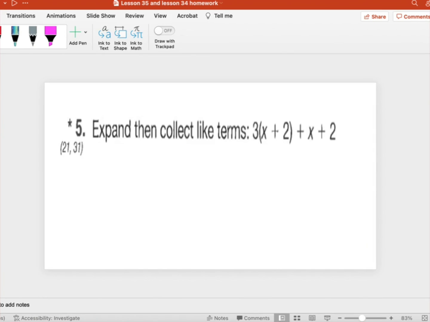Okay. Now expand and then collect like terms. So expand means we're going to multiply the 3 times the x and the 3 times the 2. So we're going to get 3x plus 6 plus x plus 2. Okay, 3x plus x is 4x, plus 6 plus 2 is 8. And that is the answer to number 5.